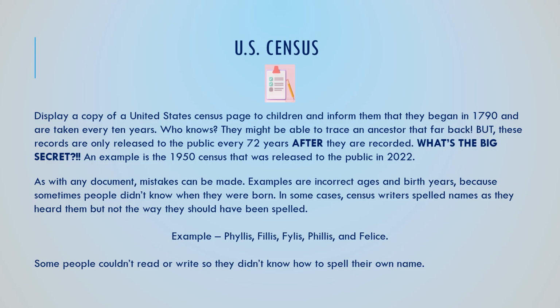As with any document, mistakes can be made. Examples are incorrect ages and birth years because sometimes people didn't know when they were born. In some cases, census writers spell names as they heard them, but not the way they should have been spelled. An example here is the name Phyllis. Some people couldn't read or write, so they didn't know how to spell their own name.